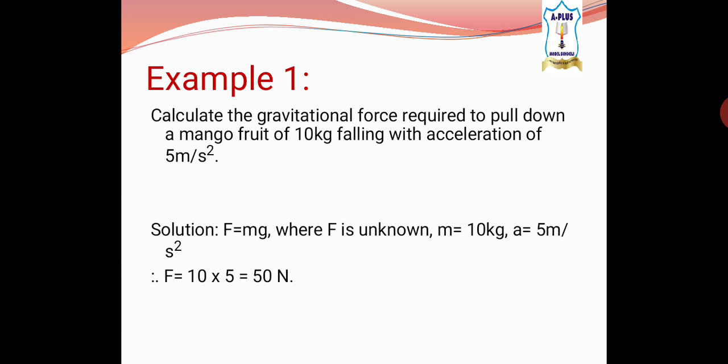Force is directly proportional to mass and acceleration. So we are given the acceleration, we are given the mass. So F is equal to 10, which is the mass, times 5, which is our acceleration, and it gives us 50 Newton. It's as simple as that. Now, let's go to another example.